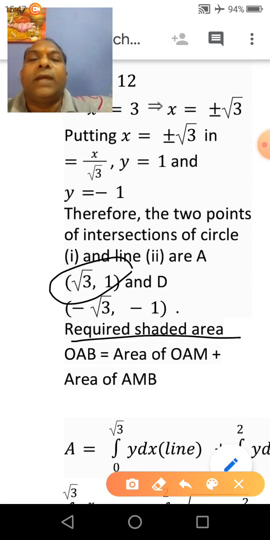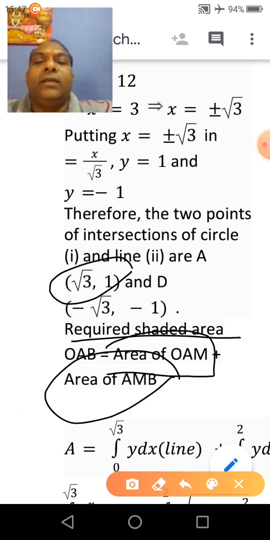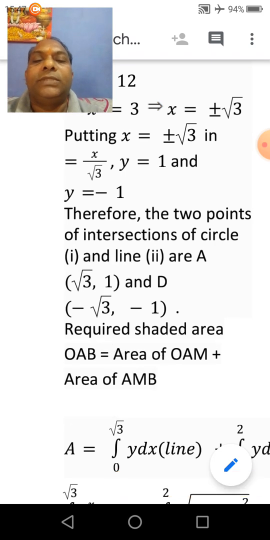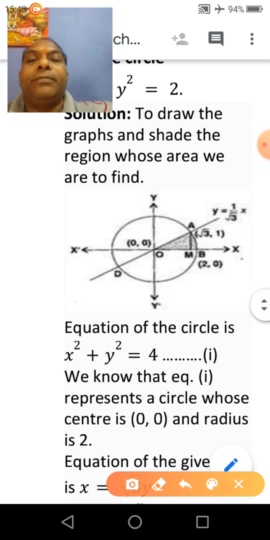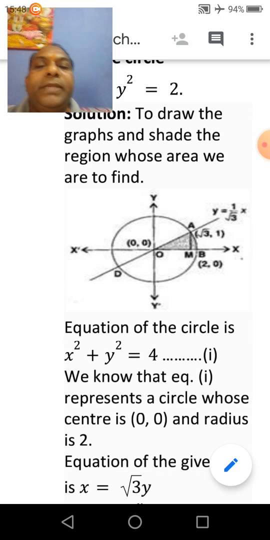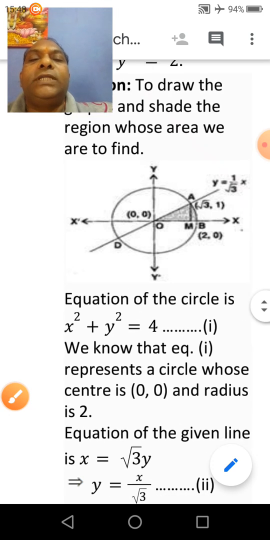So the required shaded area is equal to area of OAM plus area of AMB. Area of OAM, see here, this portion, and plus area of AMB. So for area of OAM, you have to use this one.